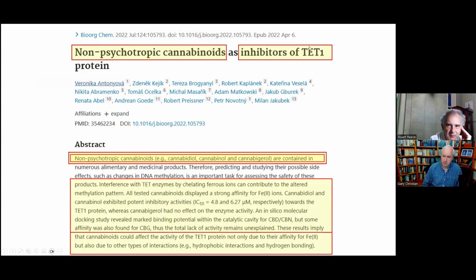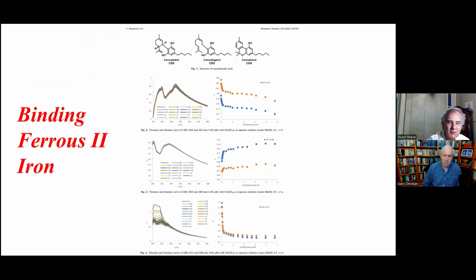Remember we said TET1 is one of the main erasers of the epigenetic code, the DNA methylation. And the non-psychotropic cannabinoids, cannabidiol, cannabinol, and cannabigerol, inhibit the erasing of the DNA methylation code, which is a very important message, because it means it's not just about THC and psychoactive cannabinoids. The non-psychoactive cannabidiol, cannabinol, and cannabigerol also mess up not just the epigenome, but the machinery that's primarily responsible for reading, writing, and erasing it. And they found that they do this in two ways.